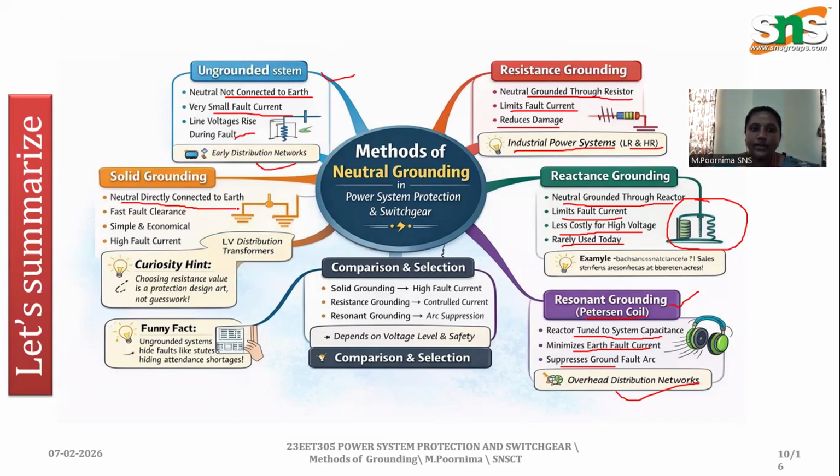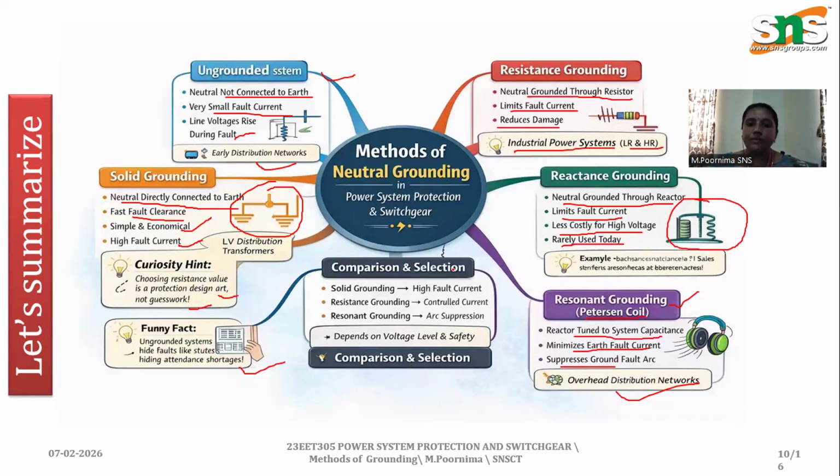Here the neutral is directly connected to the earth: solid grounding, with fast fault clearance. Since it is directly connected to the ground, fault clearance is very fast, simple and economical, with high fault current. This is used in low voltage distribution. Choosing the resistance value is a protection design art, not guesswork. Fun fact: underground systems hide faults, because small faults can remain hidden.